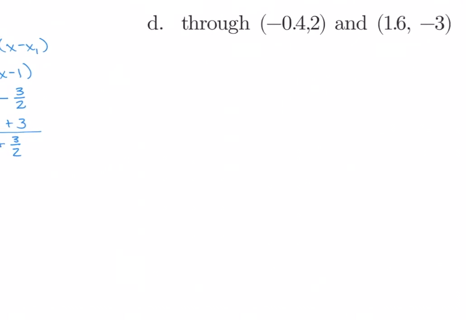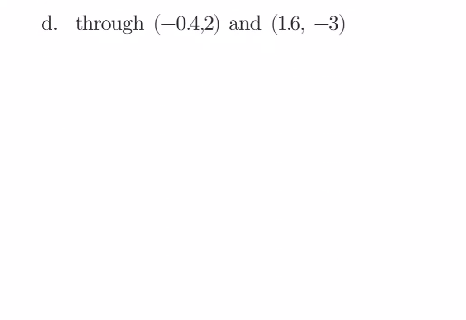All right, let's go to example D. Example D, the first thing we have is the same thing. We need to find our slope. So if we go ahead and plug into our formula, I'm going to do my y values. So negative 3 minus 2 over my x values, we get 1.6 minus negative 0.4. Minus negative 0.4 will become plus 0.4. And if we go ahead and simplify this, we get negative 5 over 2.